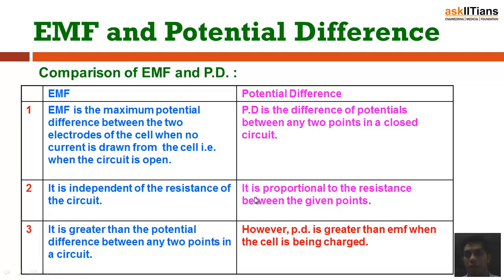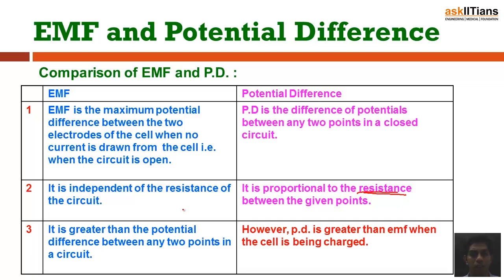The other point of difference is that potential difference is proportional to the resistance between two given points. Obviously, when the current is flowing in the circuit, if we take any two points, the potential difference across those two points definitely depends upon the resistance between these two points. So the dependence of potential difference on resistance does make sense.